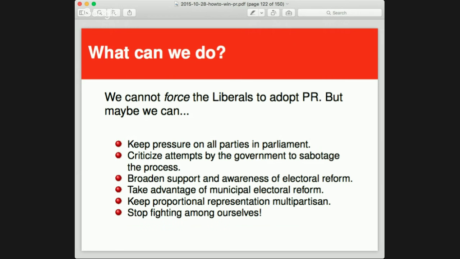And stop fighting. This is a really important thing. We love to fight. We love to argue. We love to say, if this is not exactly the system that I want, then I'm not going to support it. And I think that's a big mistake because we're not further ahead by choosing first past the post once again.